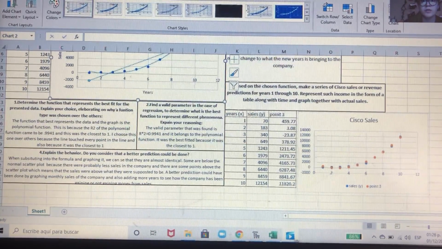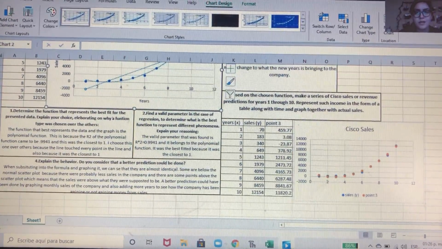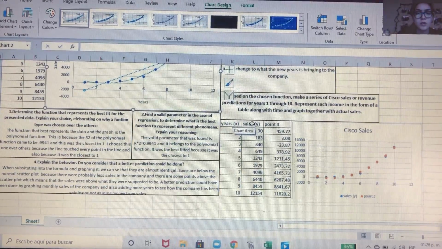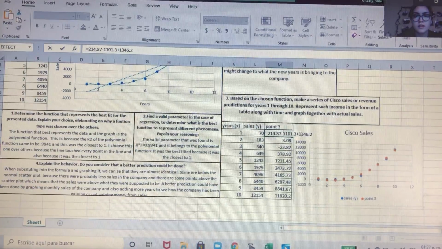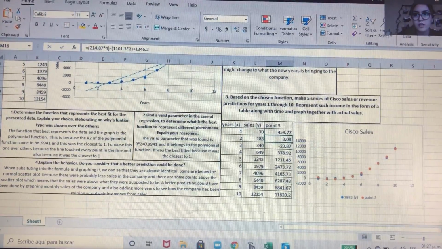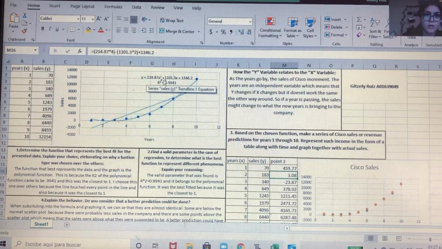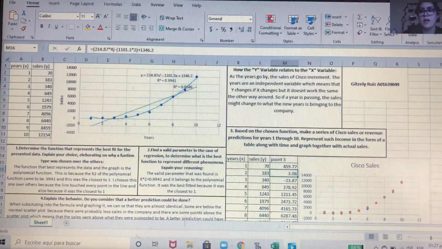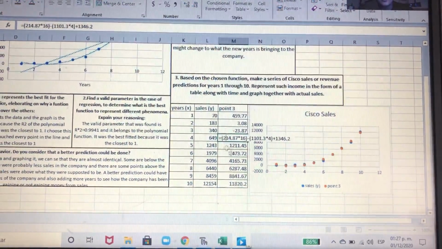For point number 3, we're supposed to find statistical sales or revenue predictions for the years 1 through 10. I represented this by graphing the original one, which was years and sales, and I also added another column. By this point, I substituted the formula: y equals 14.87x squared minus 1101.3x plus 1346.2. I did that for every single one, and x means years, so I just added the years, and this is what it looks like.